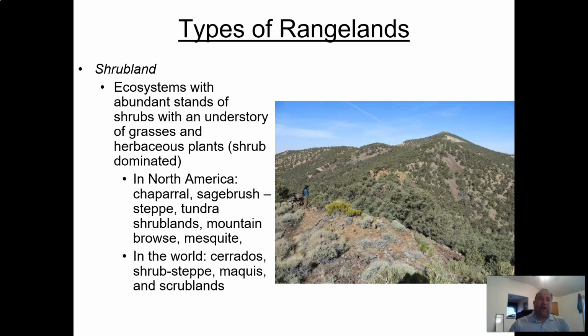If you drive on I-5 going to LA and go through the Grapevine, the majority of the Grapevine falls into this shrubland category. So shrublands are ecosystems with abundant stands of shrubs and usually an understory of grasses or herbaceous plants. You'll hear words: chaparral, sagebrush steppe, tundra shrublands, mountain browse, mesquite. In the world, you'll hear terms like cerrados, shrub steppe, maquis, and scrublands. They're all meaning these areas dominated by shrubs.